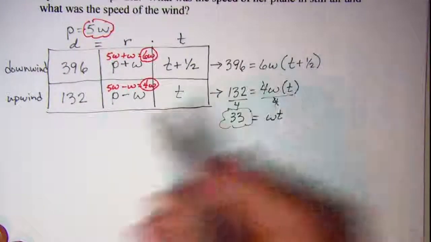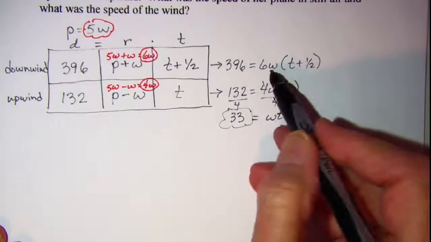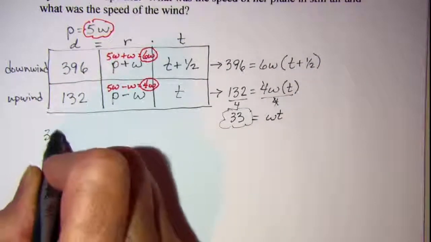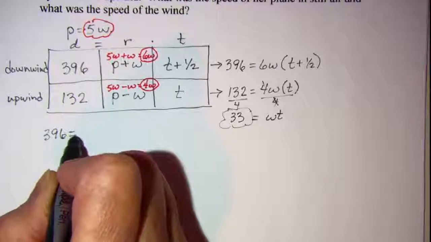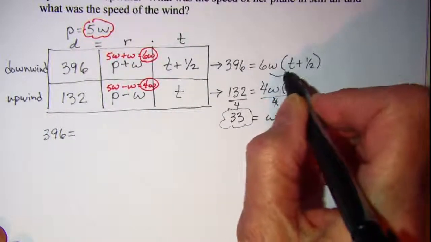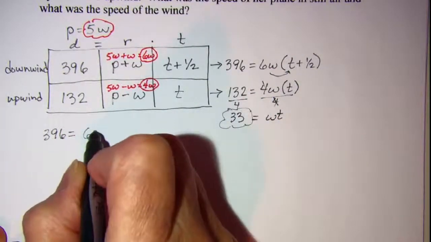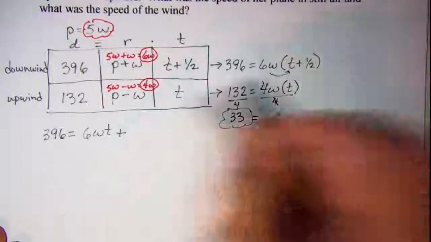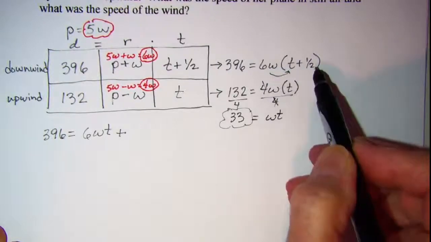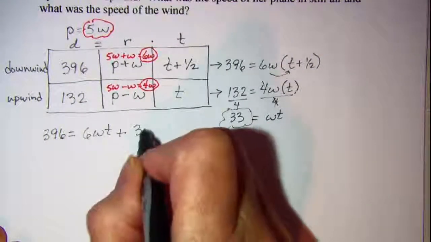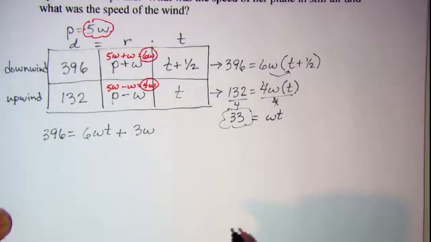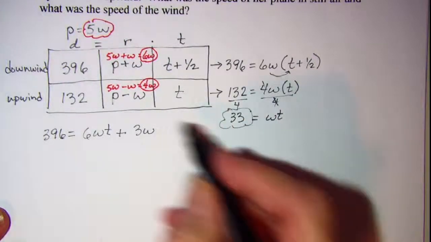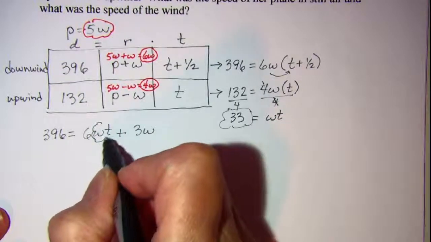My other equation, I'm going to distribute my 6w through the binomial. So I have 396 equals 6wt plus, and then 6w times a half is 3w. Now I'm ready to use my value for wt. I'm going to substitute that right here.